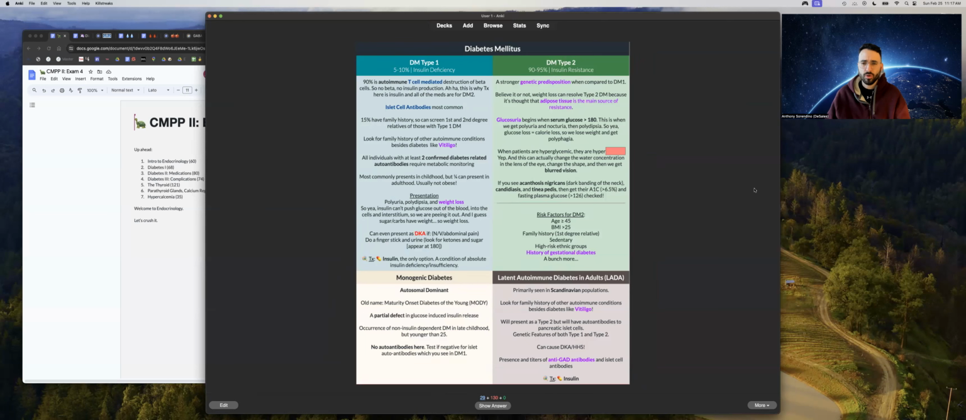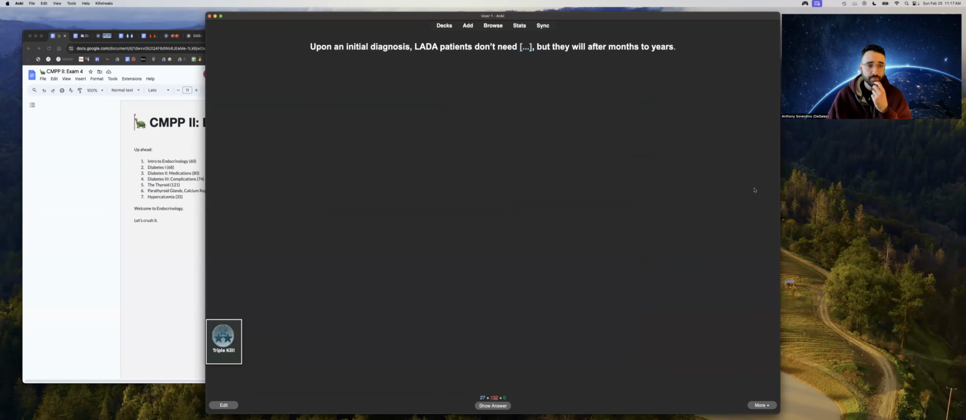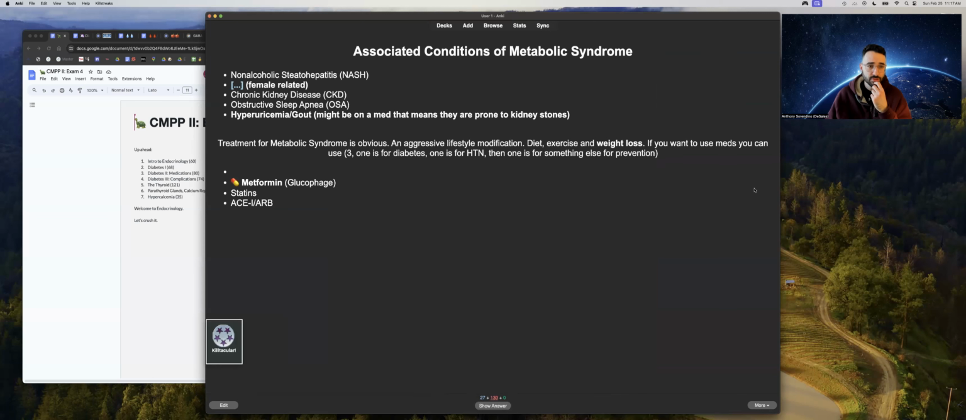Not hypercoagulable, hypertonic, hyperosmolar. The steps of starving for 24 hours until no more glycogen. Glycogenolysis. Insulin. Ketones.